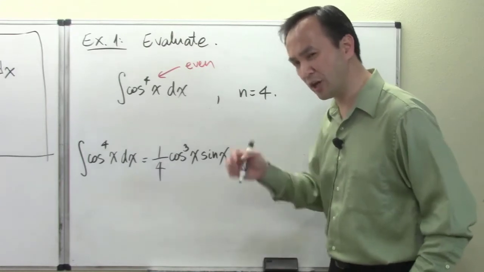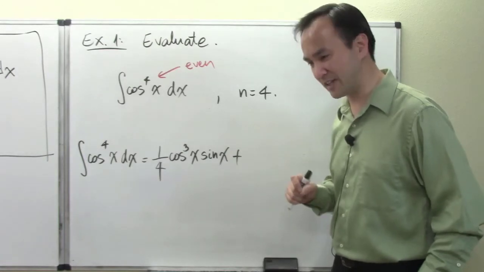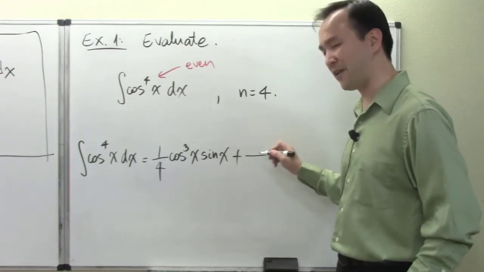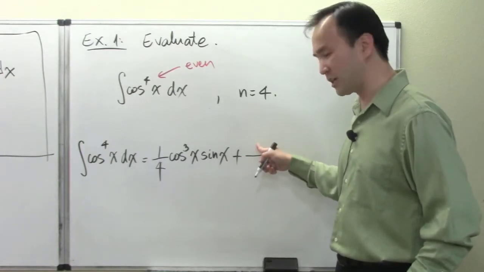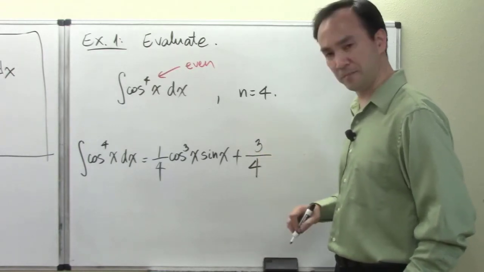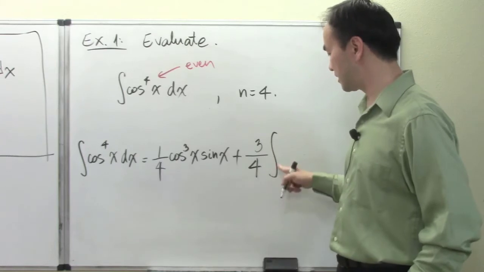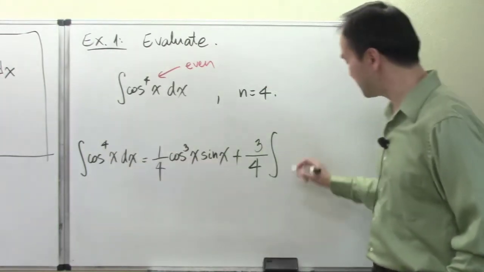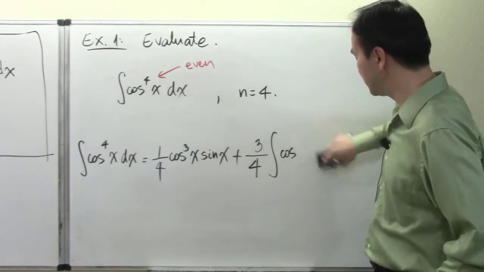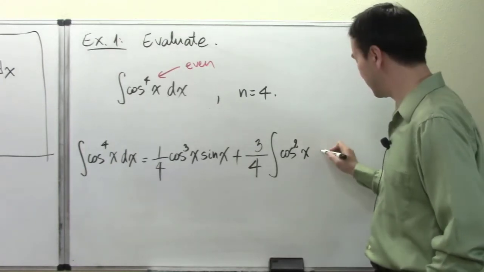n minus 1 over n. So go ahead, feel free to pause the video and pull out that formula, write it down somewhere and follow along with me to see whether I have followed the formula correctly. So now here it's n minus 1 over n. So n minus 1 is 3 over 4. So that's 3/4. But we need to multiply with a different integral. It's no longer cosine to the 4th, but now it's cosine to the, actually square, because it's n minus 2 here.